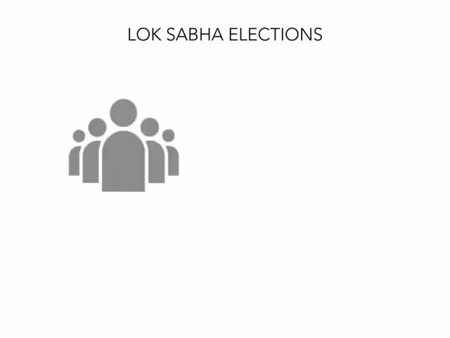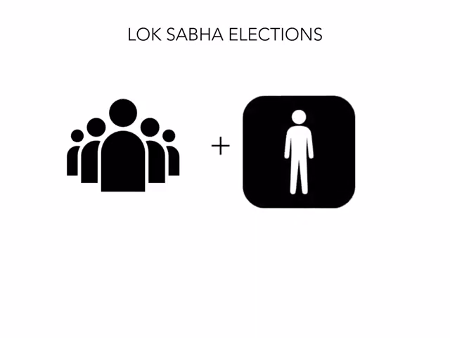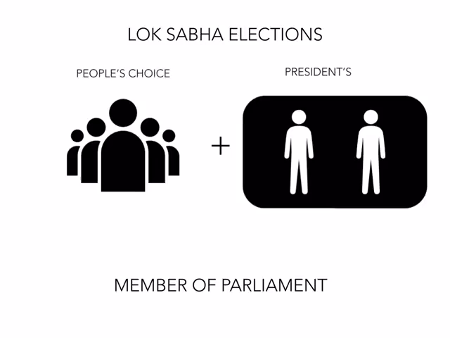The Lok Sabha elections are held every 5 years. The Lok Sabha members elected are called Members of Parliament. India has 543 constituencies, therefore, there are 543 Members of Parliament. The elected Lok Sabha members can serve for 5 years. 2 additional members are nominated by the President to represent the Anglo-Indian community.